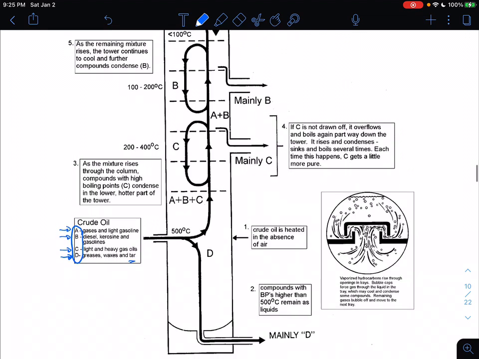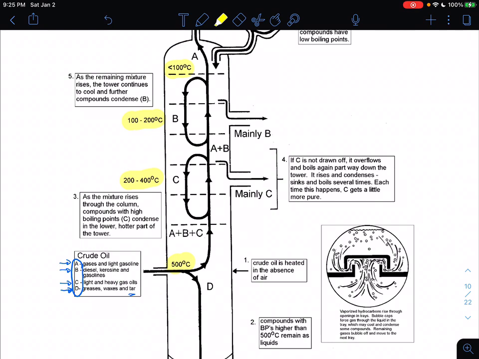As I said before, as I go up the tower, the temperature decreases. And remember that the longer the hydrocarbon chain, the higher the boiling point, so the higher the temperature you've got to reach before it boils. As you cool it down, the ones that took the most energy to boil are the ones that are going to condense back down the soonest and the fastest.